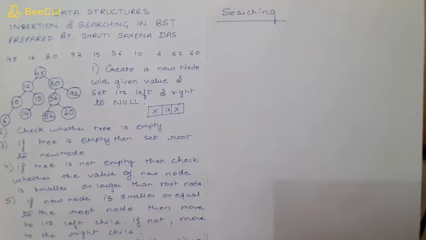We'll start with the root and compare the root with the element which we want to search. In case the search element is small, then we'll search only in the left subtree, or if it is large, then we'll search in the right subtree. So this is the basic algorithm for this one.